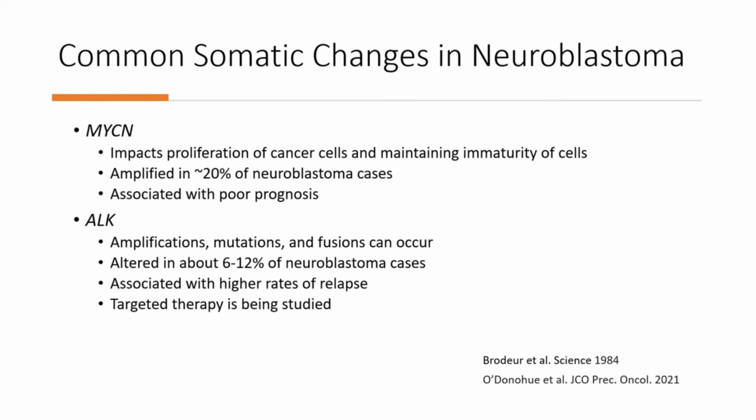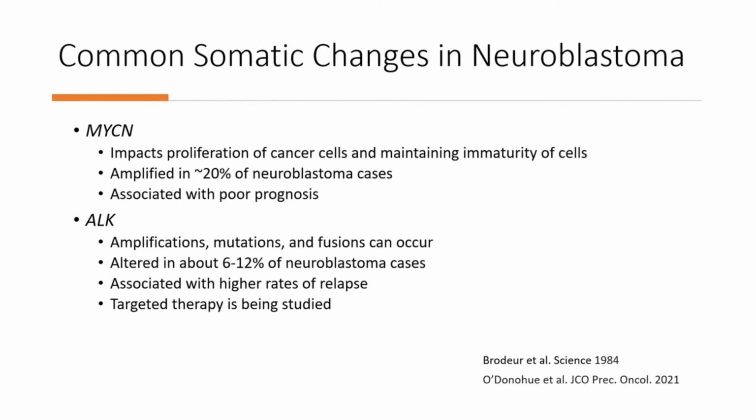MYCN is a gene that was identified early on. We know some proportion of neuroblastoma tumors have what we call amplification, which is not only one extra copy of this gene, but many extra copies of this gene. When we see that MYCN amplification, that can be associated with poorer prognosis. About 20% of neuroblastoma cases have this genetic change. As Dr. Desai mentioned, this is something that we use in the base risk stratification because we know that this can predict high-risk behavior in the tumors.